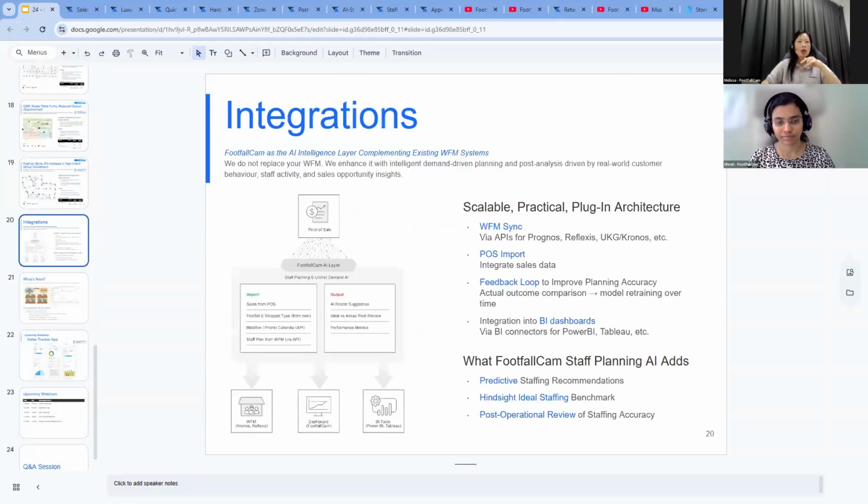Now, as we mentioned, we're going to walk through how all of this fits into your existing ecosystem. Because the last thing we want is to disrupt what is already working. We are not replacing your existing WFM system. We're not here to take over your roster planning platform. So whether it is Reflexis, Prognos, Chronos, Blue Yonder, or anything else, instead we're adding an intelligent layer on top of it.